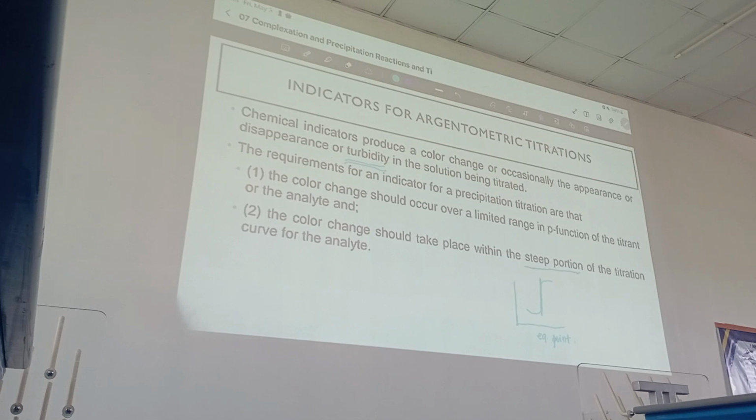So the requirements: the color change should occur over a limited range, the same as a standard indicator. Then, it should take place in a steep portion of the curve.